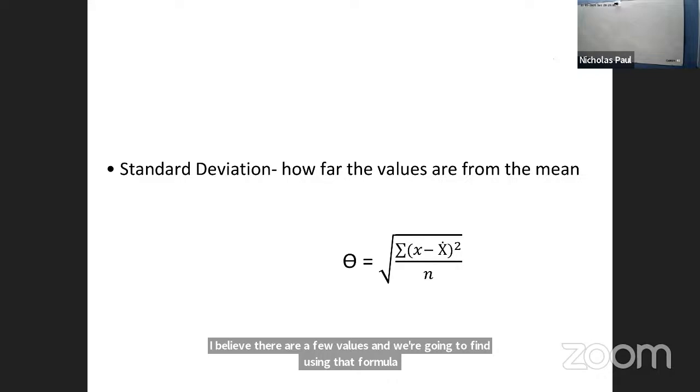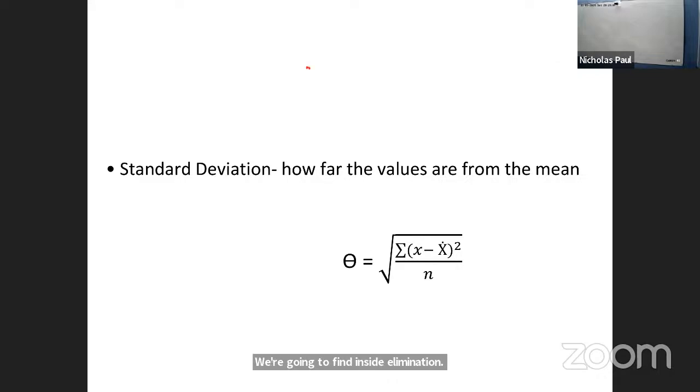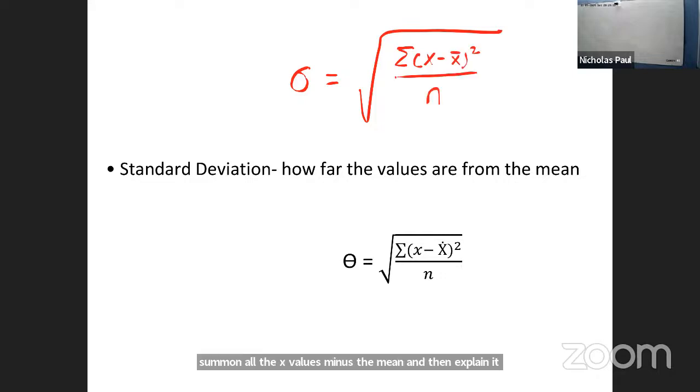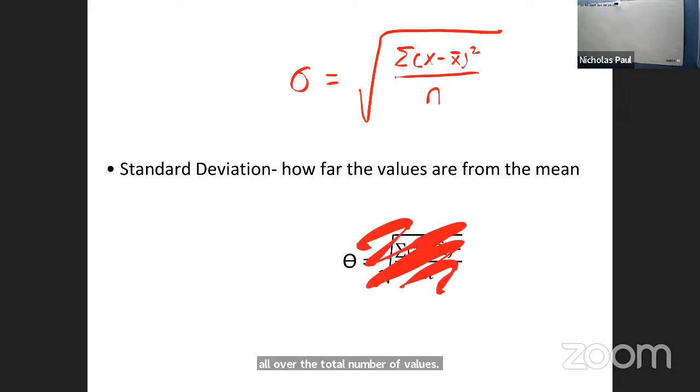Write this formula, please. Standard deviation is the square root of the sum of all the x values minus the mean, squared, all over the total number of values. I am going to show you how to work this out. Remember we did something called summation. Copy it down. I'm going to explain how to use this formula.